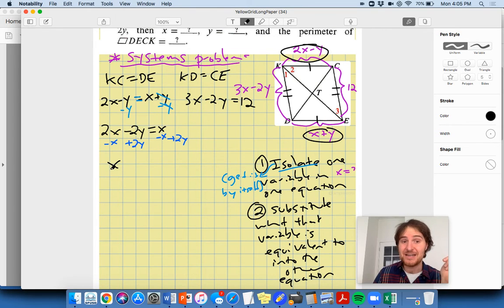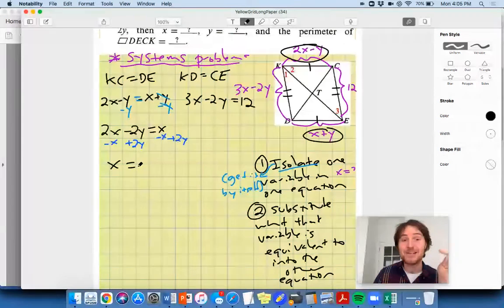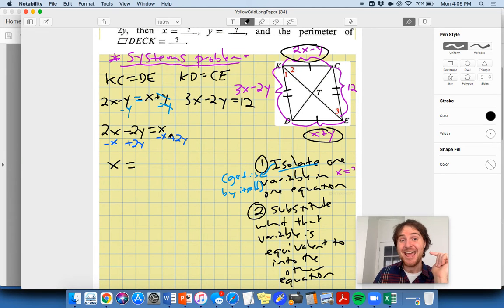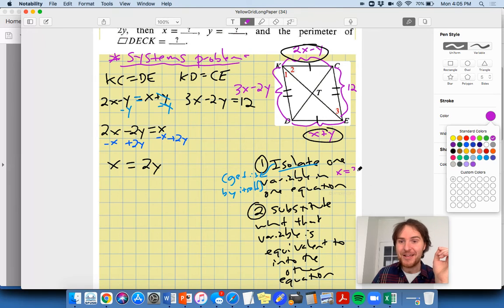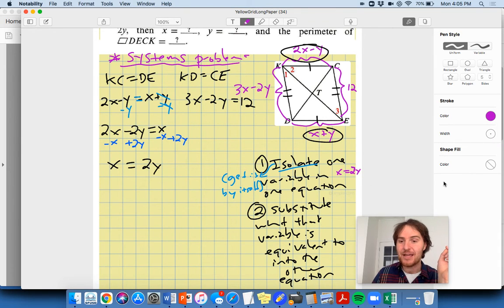2x minus x becomes x. Negative 2y plus 2y, that's going to make a 0. So now I brought my x over here, and I've subtracted my x over there. And I've added 2y, because look, I had the 2y here. So x equals 2y. Okay, now I have my x isolated. X equals 2y. Let's check this out. It equals 2y, okay?